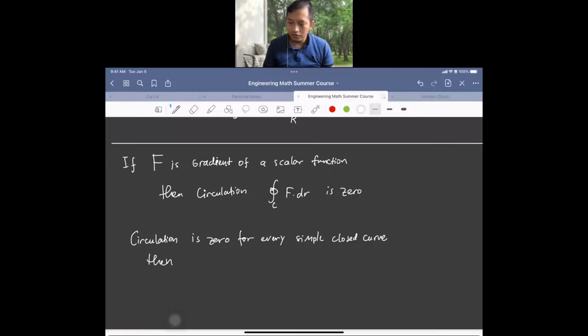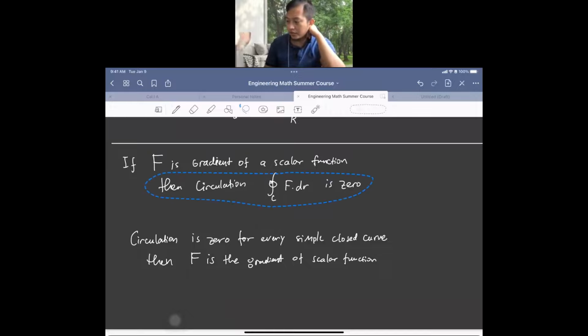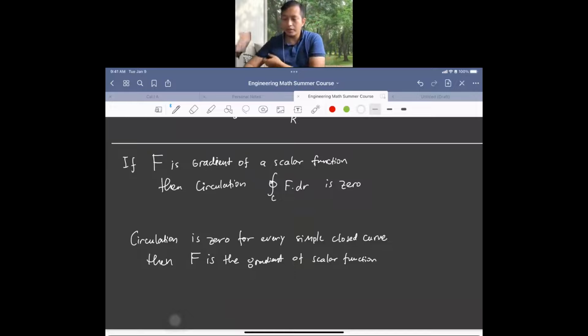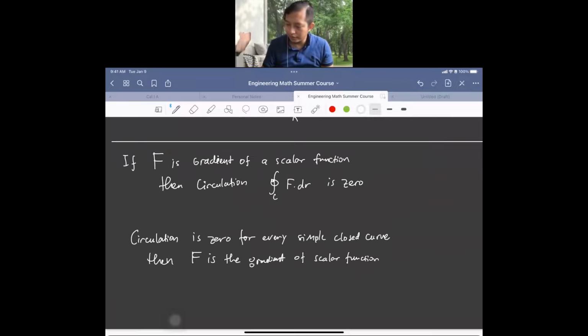And then F, we call F a vector field, is the gradient of a scalar function. It's the converse of the first statement. So if F is the gradient of a scalar function, then the circulation of F dr is zero. And if the circulation is zero for every simple closed curve, then the vector field is the gradient of a scalar function.